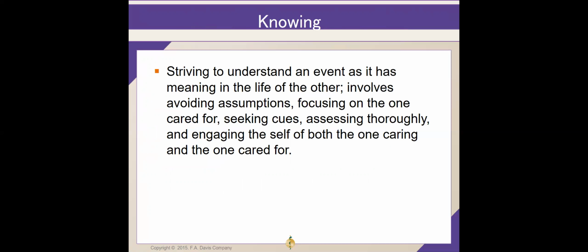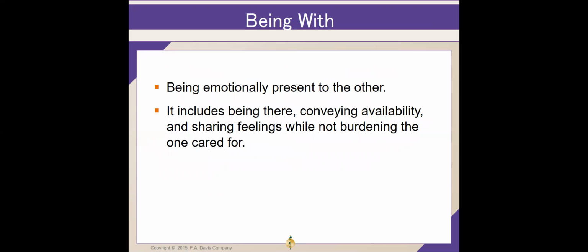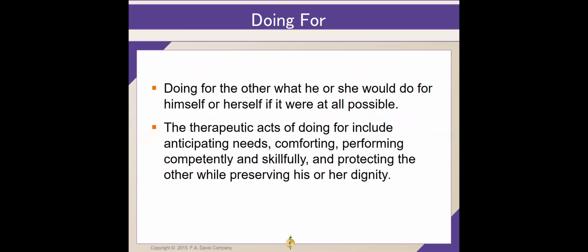Knowing: striving to understand an event as it has meaning in the life of the other. It involves avoiding assumptions, focusing on the one cared for, seeking cues, assessing thoroughly, and engaging the self of both the one caring and the one cared for. Being with: being emotionally present to the other. It includes being there, conveying availability, and sharing feelings while not burdening the one cared for.